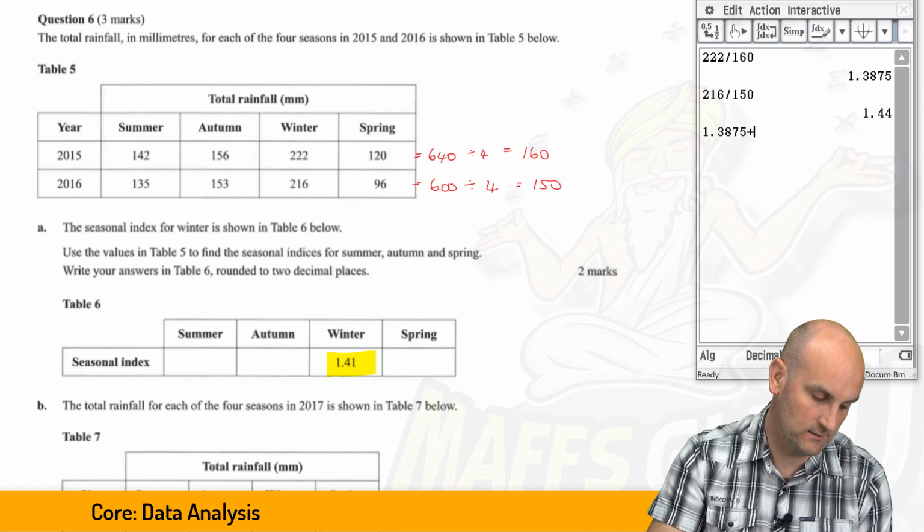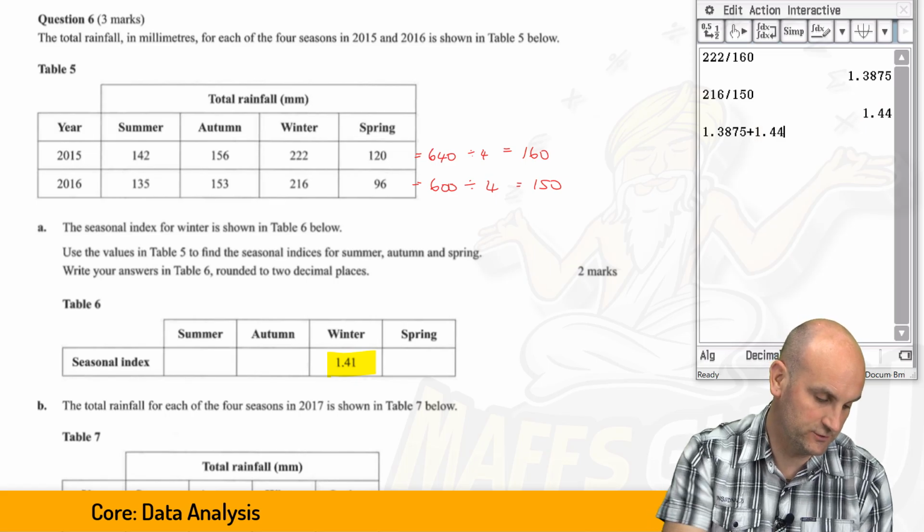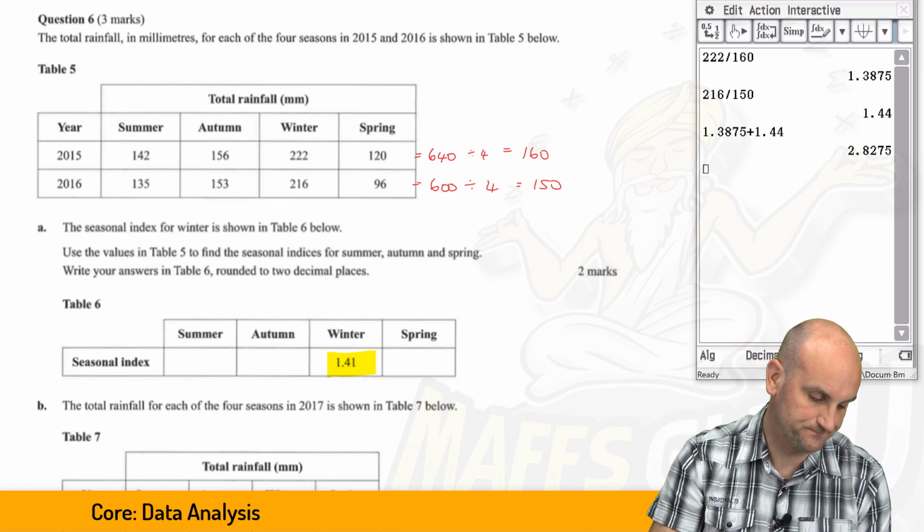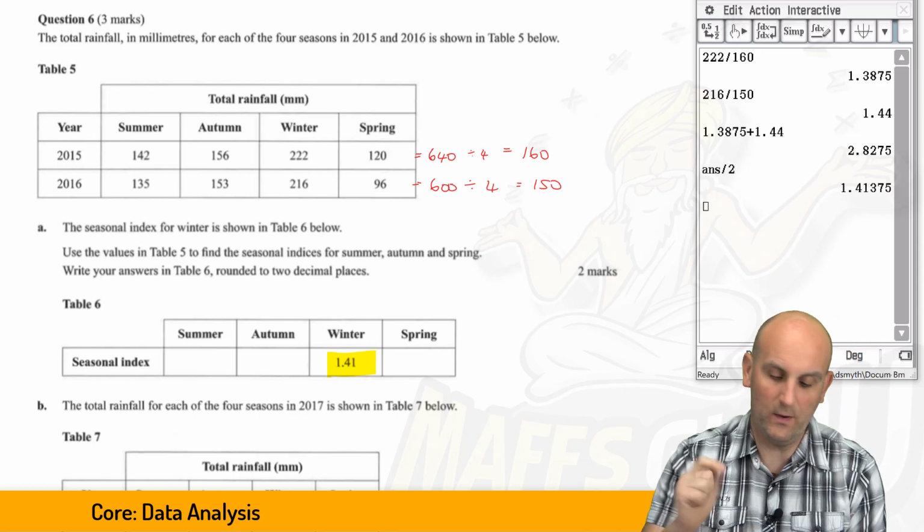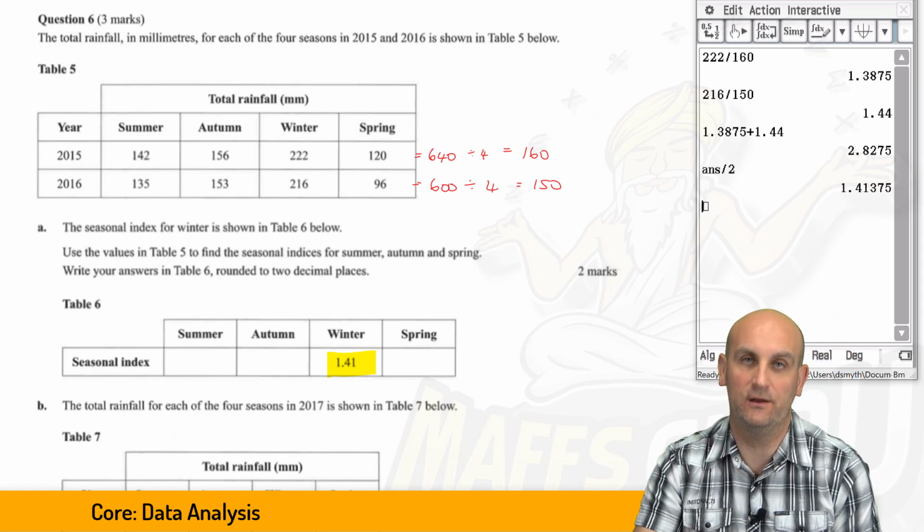So dragging that down, let's add it to that value here, and then divide by 2. And lo and behold, I get 1.41, so great. I actually can get all that information.